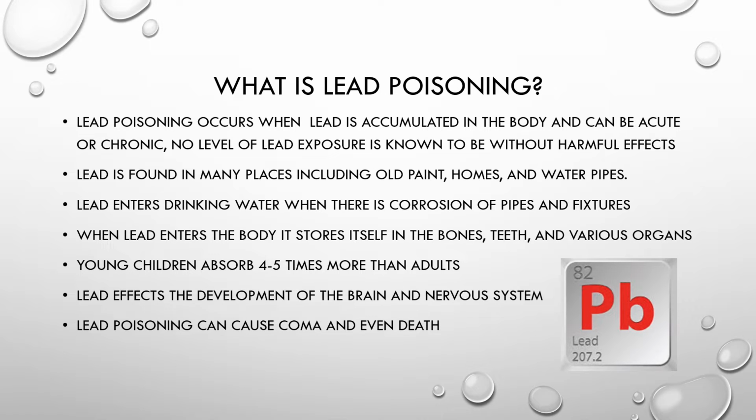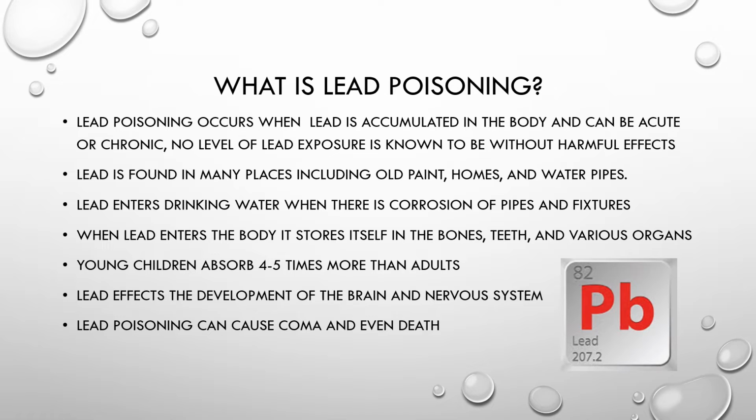So what exactly is lead poisoning and how does it affect the body? Lead poisoning occurs when lead accumulates in the body and can be acute or chronic. According to the World Health Organization, there is no safe level of lead exposure. Any exposure will cause some degree of harm. Lead can be found in many places, such as old paint or homes, but the focus of this presentation is lead exposure through the water supply.